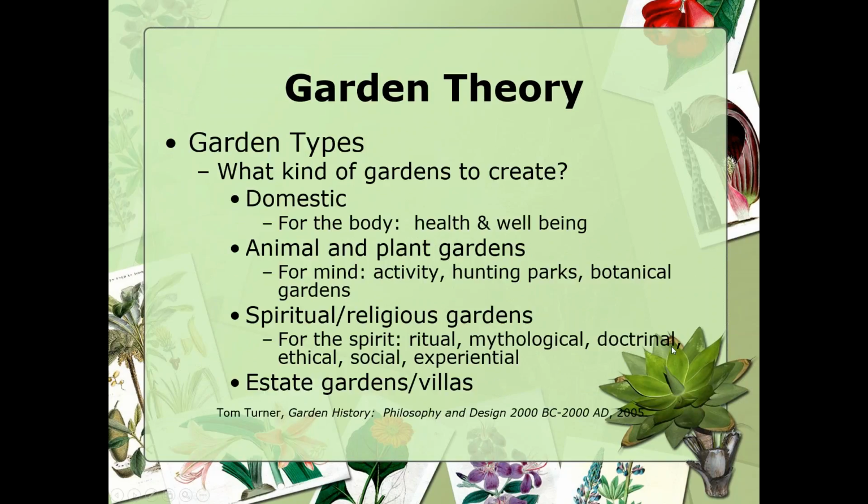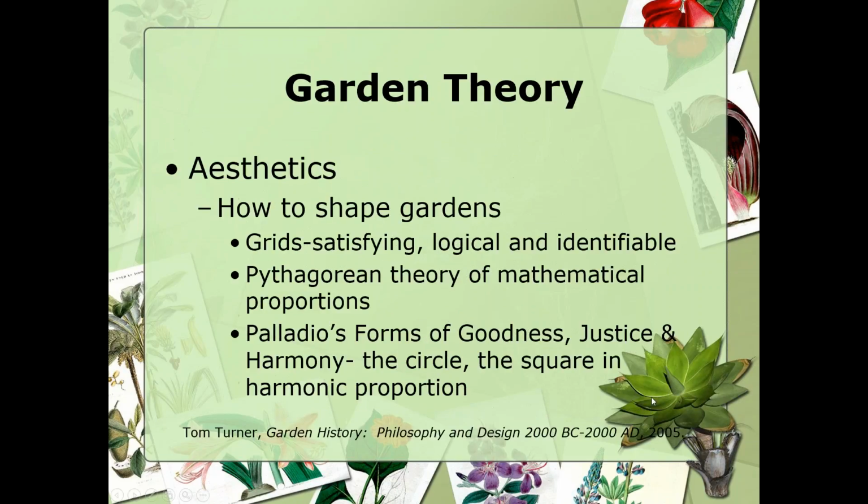There is a huge argument that you'll see go on throughout the semester of location and how it's determined. Do we build around the house to make the house look good, or is it that we should build our house to fit the environment surrounding it? It goes back and forth over time. Garden types. What kinds of gardens to create? Domestic, animal and plants, spiritual, religious, estate gardens and villas. It really depends on how much foraging and what period of time we're thinking about, and also the location.